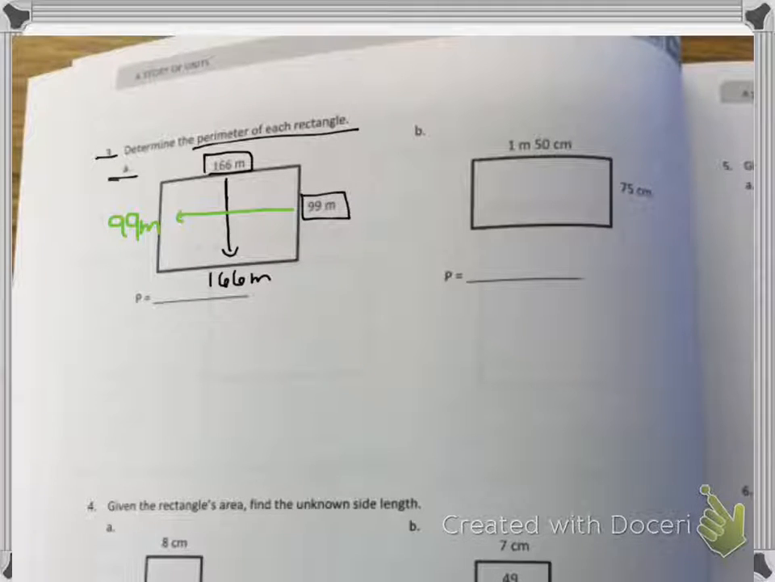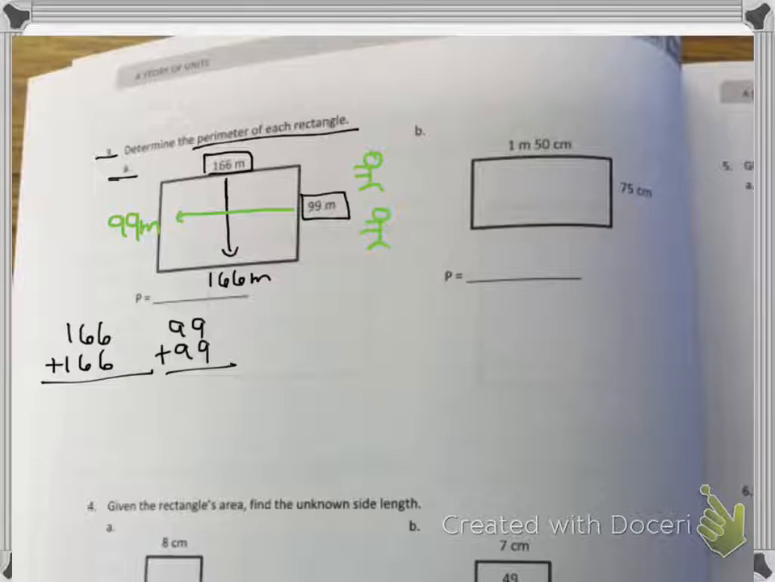Okay? So now, remember, zombies, you can't let those zombies in. You gotta protect the perimeter. So it means we gotta add them all up to protect them. So 166 plus 99. Okay. Add those two, and then once you get your sums here, add those sums to find your answer of the perimeter.